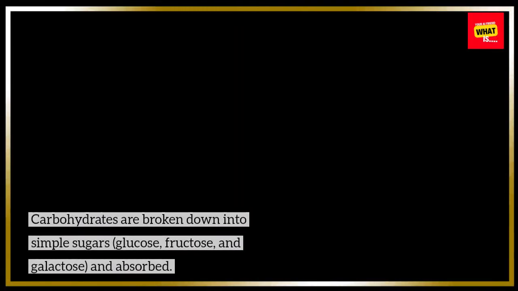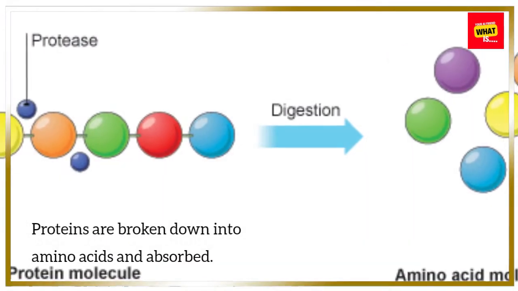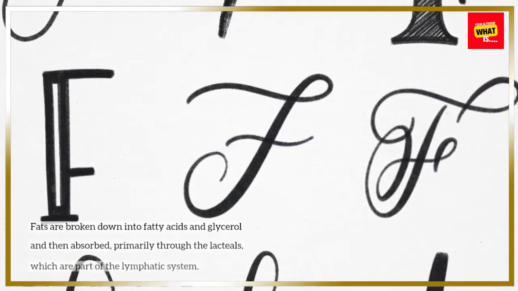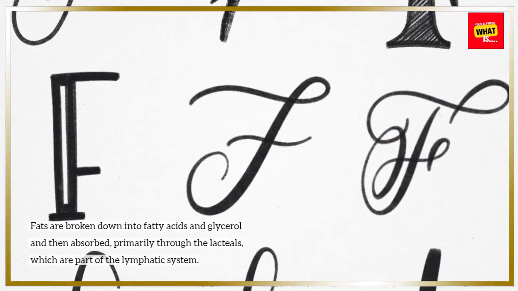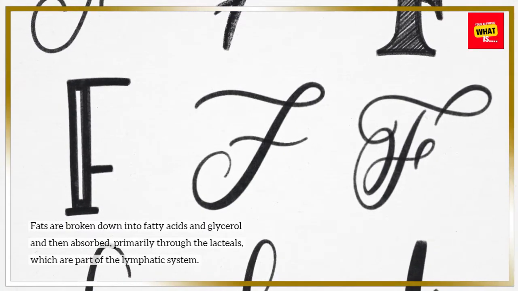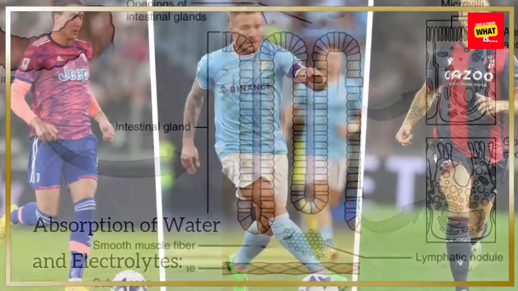Carbohydrates are broken down into simple sugars, glucose, fructose, and galactose, and absorbed. Proteins are broken down into amino acids and absorbed. Fats are broken down into fatty acids and glycerol and then absorbed, primarily through the lacteals, which are part of the lymphatic system.